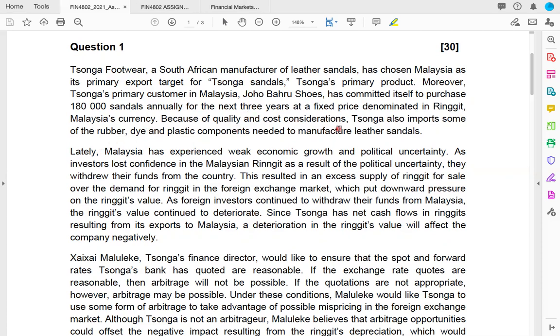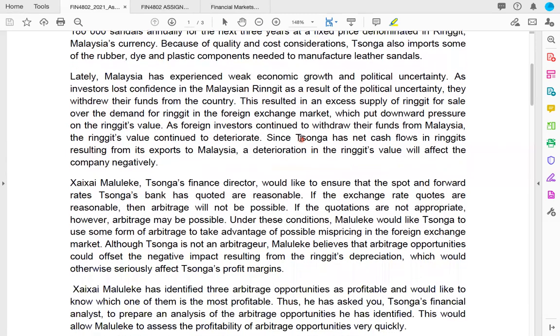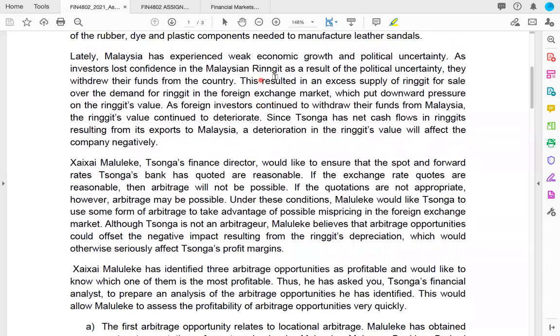Because of quality and cost considerations, Tsonga also imports some of the rubber, dye, and plastic components needed to manufacture leather sandals. Lately, Malaysia has been experiencing weak economic growth and political uncertainty as investors lose confidence in the Malaysian ringgit. They withdrew their funds from the country. This resulted in an excess supply of ringgit for sale over the demand for ringgit in the foreign exchange market, which put downward pressure on the ringgit's value. So all of these things are important.